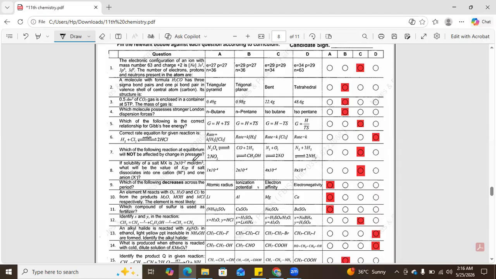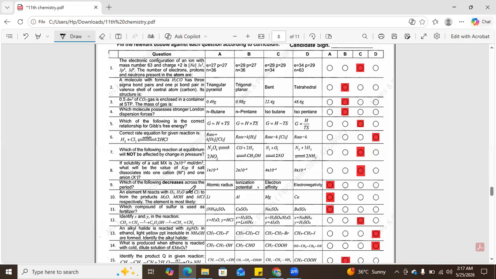Which of the following reaction at equilibrium will not be affected by change in pressure? This one, C is the right answer for this one. Number 8, if solubility of a salt MX is 2 into 10 raised power minus 2 mole per decimeter cube, what will be the value of Ksp if salt dissociates into one cation and one anion? So C is the right answer, 4 into 10 raised power minus 4.